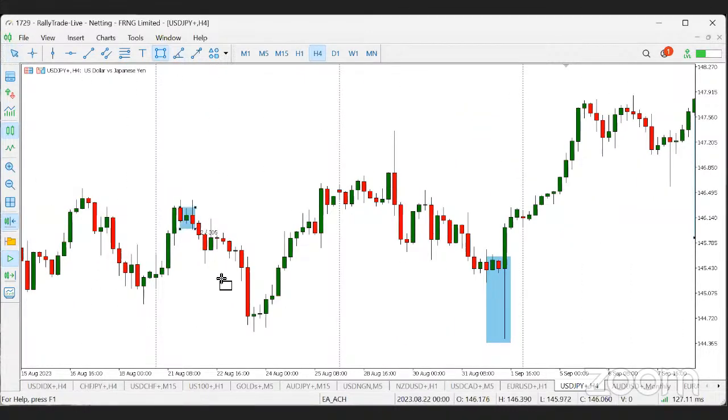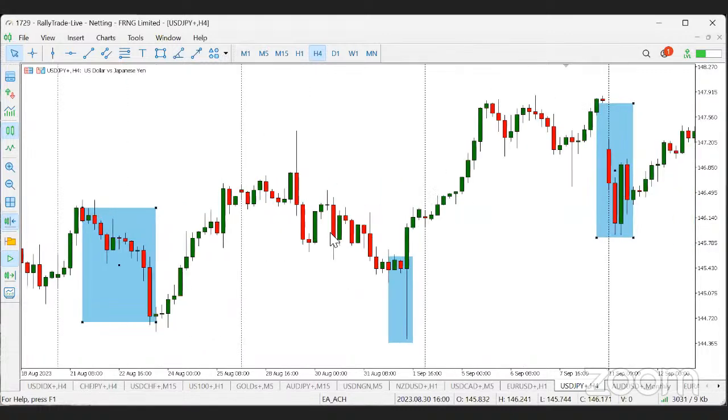Now, also look at this. There's a movement to the downside here. You want to wait for the market to do something of this nature before you buy. So every time the market drops like this, that is a good opportunity for you to buy.